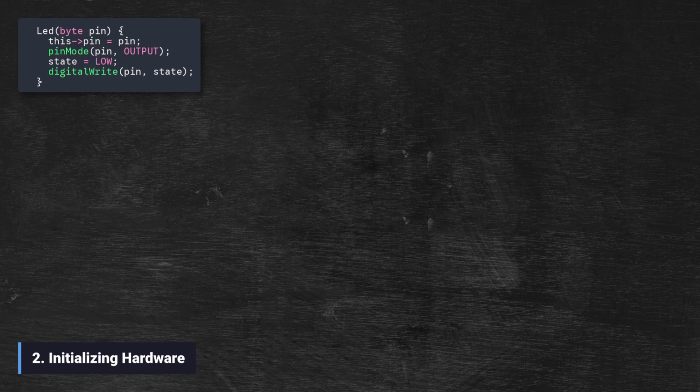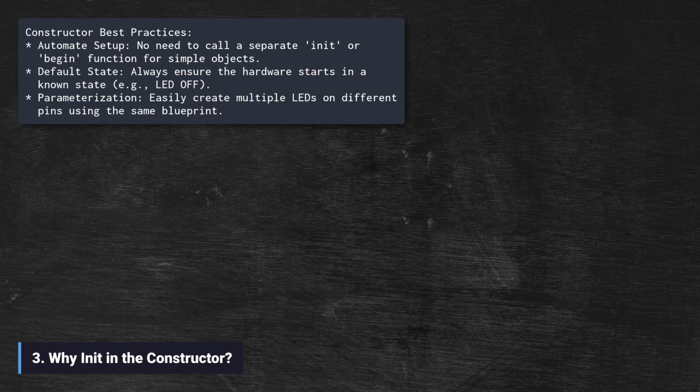We call pinMode to set our pin as an output. Now, the object is ready to control the hardware the moment it is created. By putting the pinMode logic here, we ensure that every LED object we create is automatically configured correctly. We also set a default state of LOW to make sure the LED starts in the off position.